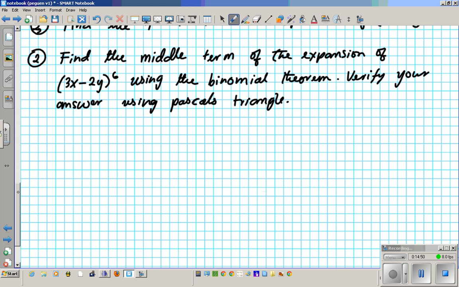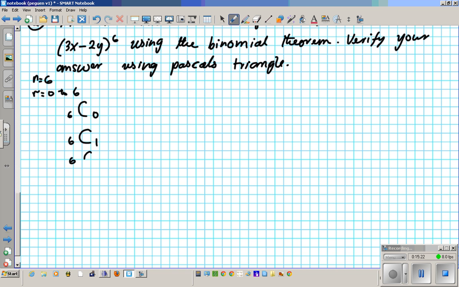Alright, so 3x minus 2y to the 6, we want to find just the middle term, okay? So I'm going to use a different notation for this one. I'm going to start with the coefficients first. I'm going to go 6 C 0, because we know that n is 6, and r is going to go from 0 to 6. So this is n and this is r. So 6 choose 0 to start, and then it's going to be 6 choose 1, 6 choose 2, 6 choose 3, 6 choose 4, 6 choose 5, and then 6 choose 6.